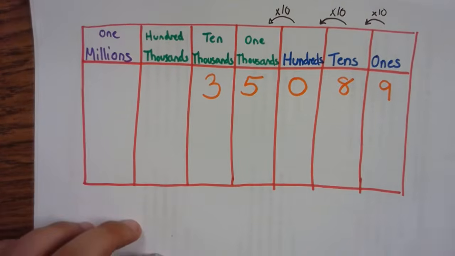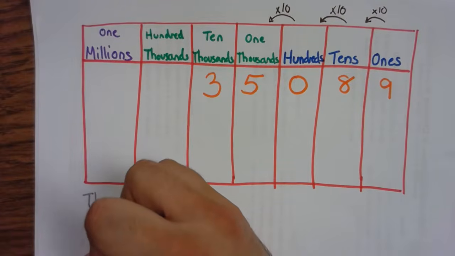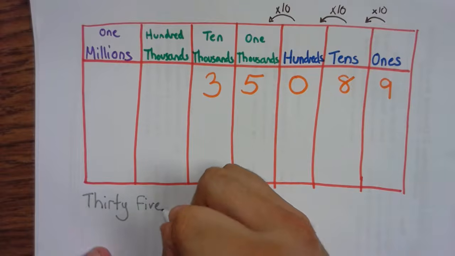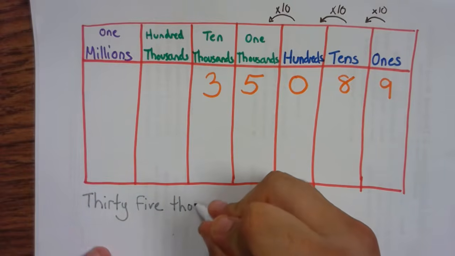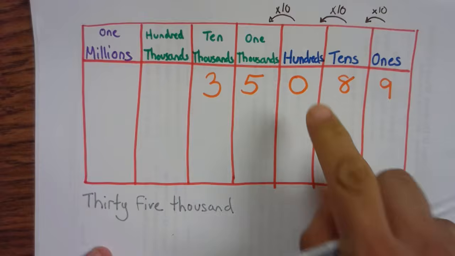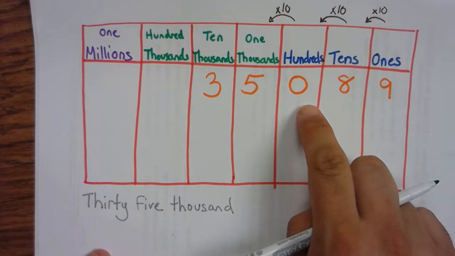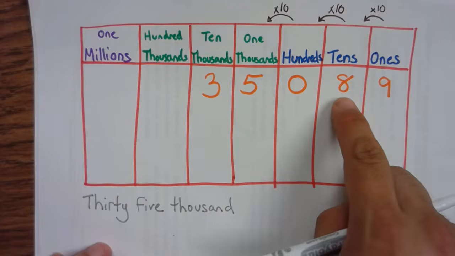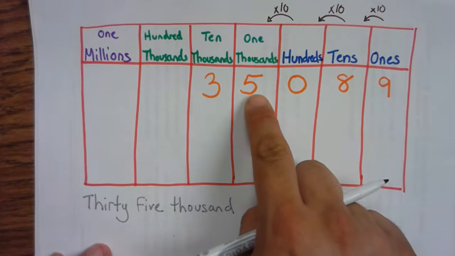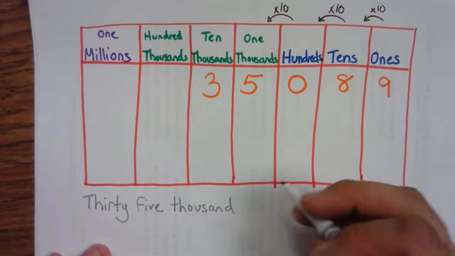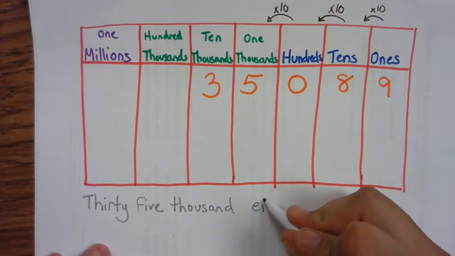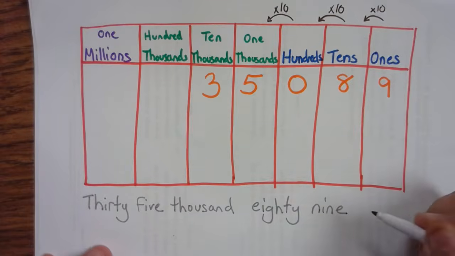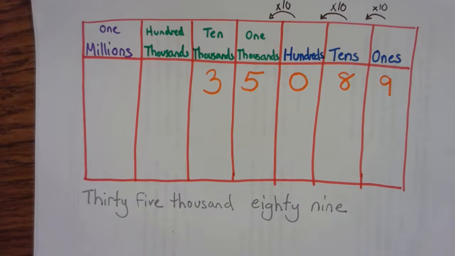So in this case, that's going to be 35,000. Now, sometimes people wonder, do you have to say 0? Again, think about how you'd read this number. You wouldn't say zero hundreds. You'd just say 35,089. So I'm just going to write that, 35,089. Now, there's something missing here.